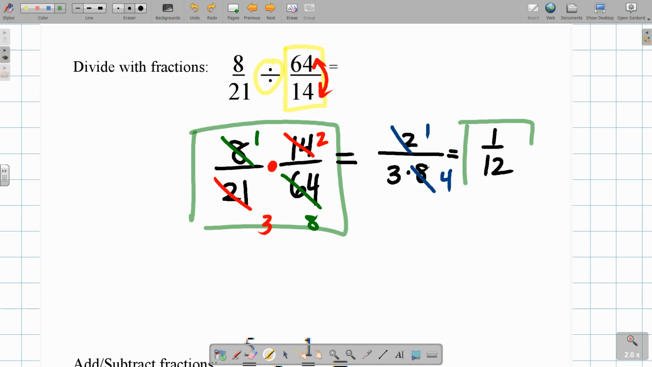If you're getting any of these wrong, I want you to write a note in the margin. What do you need to remember next time?